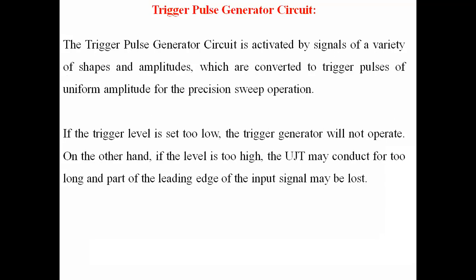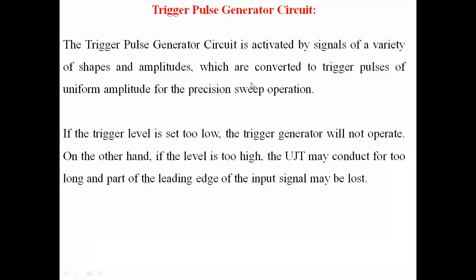It has different amplitudes, we don't know. It may be a sinusoidal signal or a linear signal, like that. Those signals are first converted into trigger pulses. The input applied to the CRO is connected to the vertical amplifier, and from the vertical amplifier it is connected to the sweep generator. Before connecting to the sweep generator, we have to make that input signal into trigger pulses. Those trigger pulses are generated using the following circuit diagram.